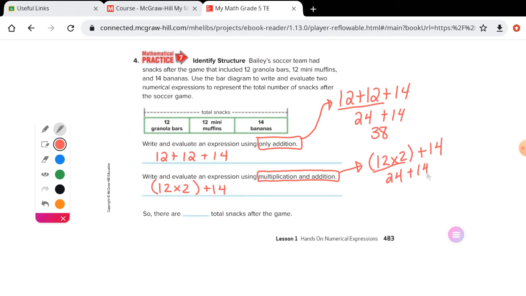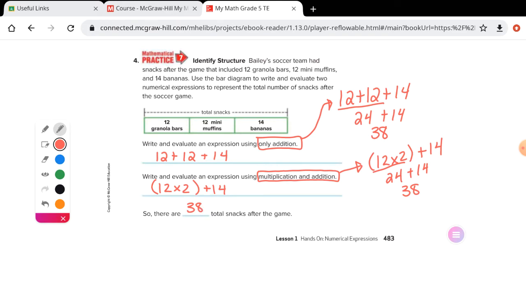And again, we have the same math problem. What's 24 plus 14? 38. Did we get the same answer? Why did we get the same answer? Mila? Because you're doing the same problem. We work the same problem twice, so that one's 38.